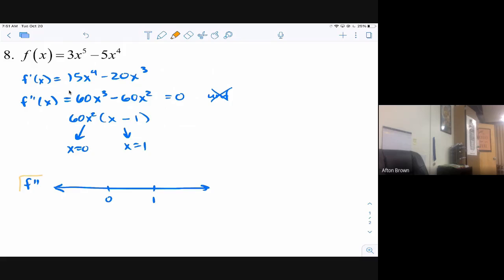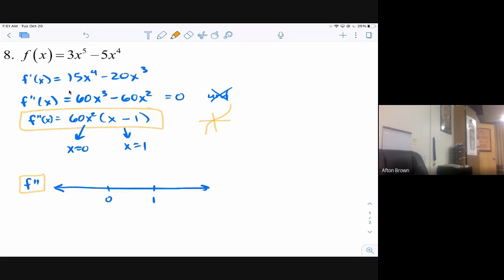I label it f double prime, and then I come back up and ask, can I graph f double prime? I think the factored form is the easiest one to work with. What is the degree of f double prime? What's the degree of that polynomial? It's 3, right? Because we would just count these up. I asked the degree because if it's degree 3, we know it's starting low and ending high.